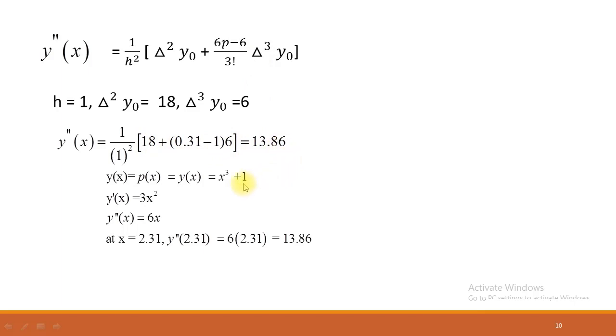Now since the exact function for the given data is x cube plus 1, first find the first order derivative of the function by using power rule, 3x square, and now find the second order derivative of the function by using power rule. We get 6x, and putting the value of x as 2.31 in this function, 6 into 2.31, we get 13.86.